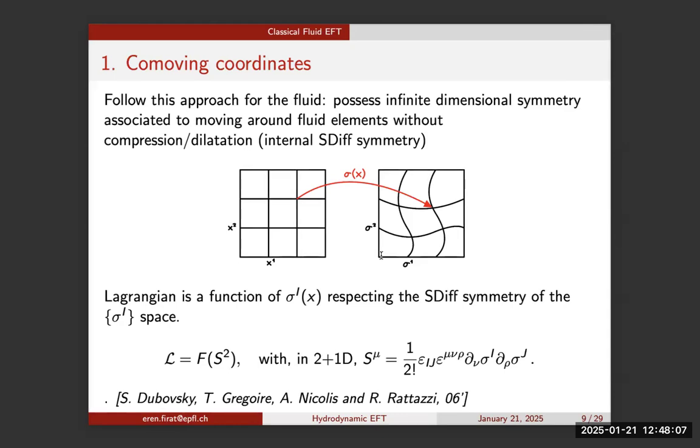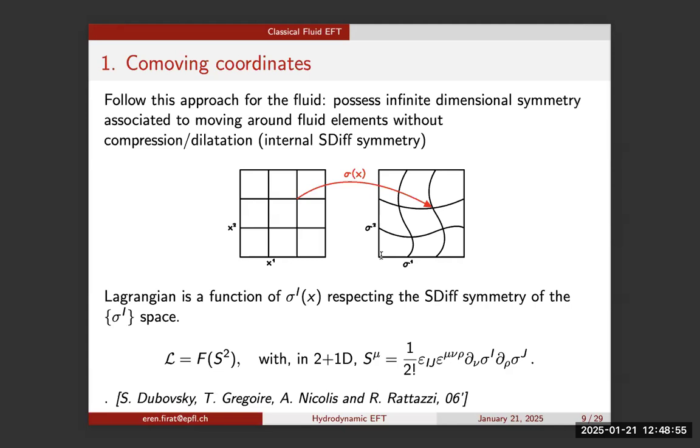So for the fluid, what is the situation? It's quite easy to understand because we can take the physical space, we have the fluid living in space, and we can label each fluid point by a set of coordinates. Then these coordinates form a map from the physical space to this internal space, and so they form a set of fields from which we can build the Lagrangian. And there's a huge symmetry group that comes with that, because if we move around the fluid points in this internal space, without doing any compression or dilatation, we get a configuration which has the same energy.